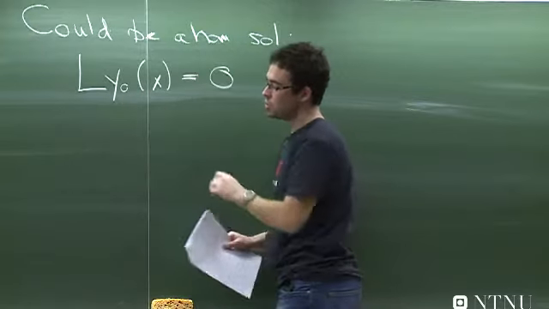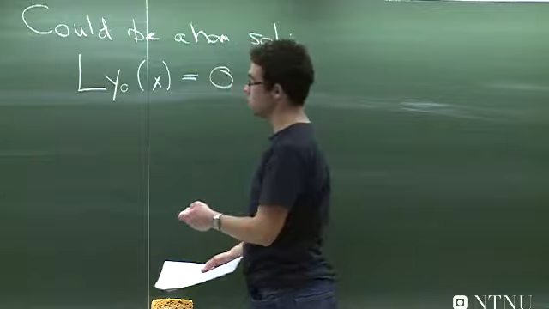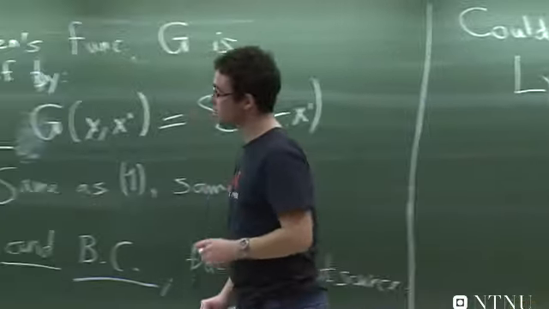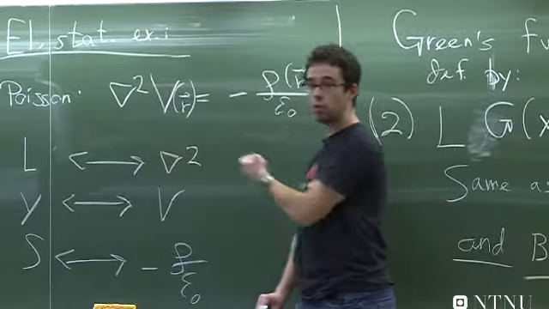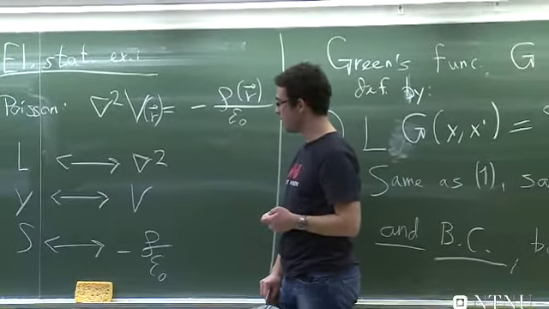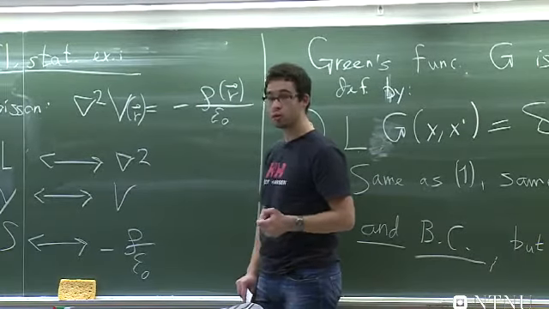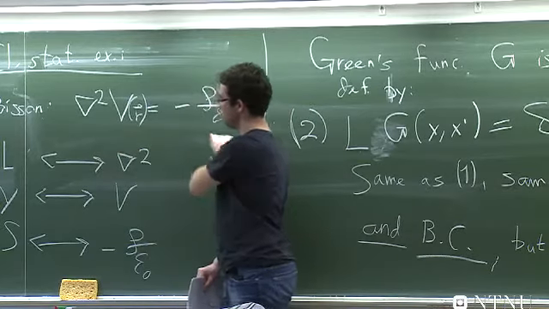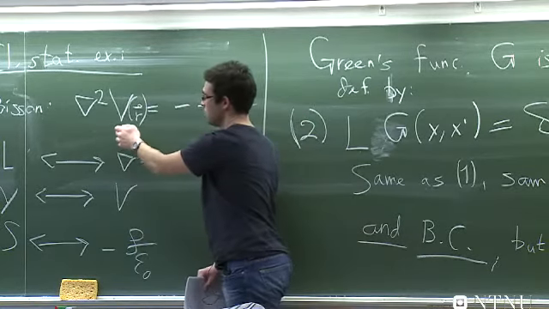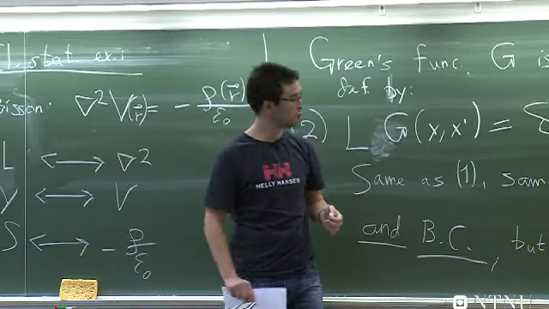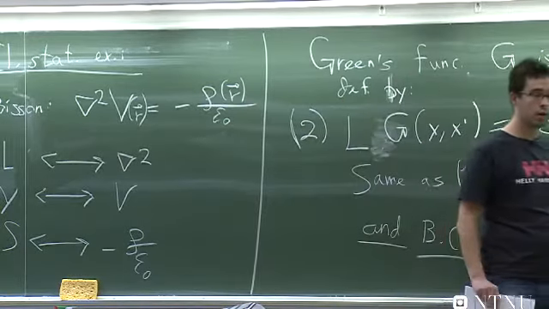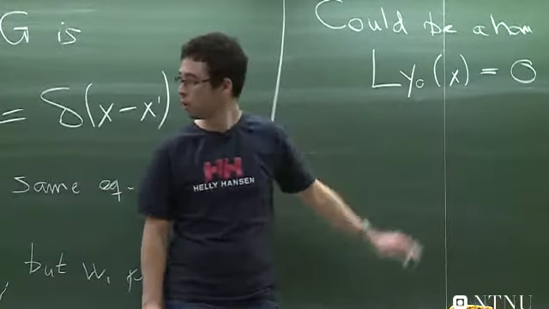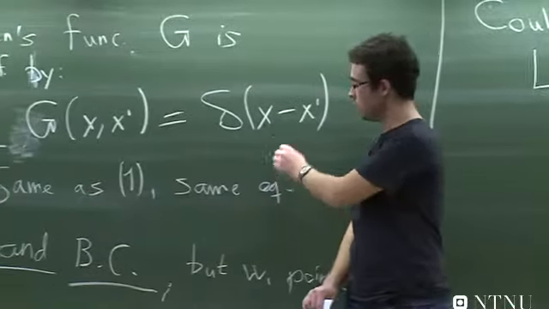Because if I add the homogeneous solution to a particular solution, it doesn't matter, because L on y naught is 0. So if, let's say, V is V naught plus the particular solution, well then it doesn't matter if V naught is there, so to speak, in terms of the equation, because nabla square of V naught would be 0. Okay, you know this from ordinary differential equations, so it should be known material. So there could be a homogeneous solution. Green's function is only going to help us with the particular solutions.